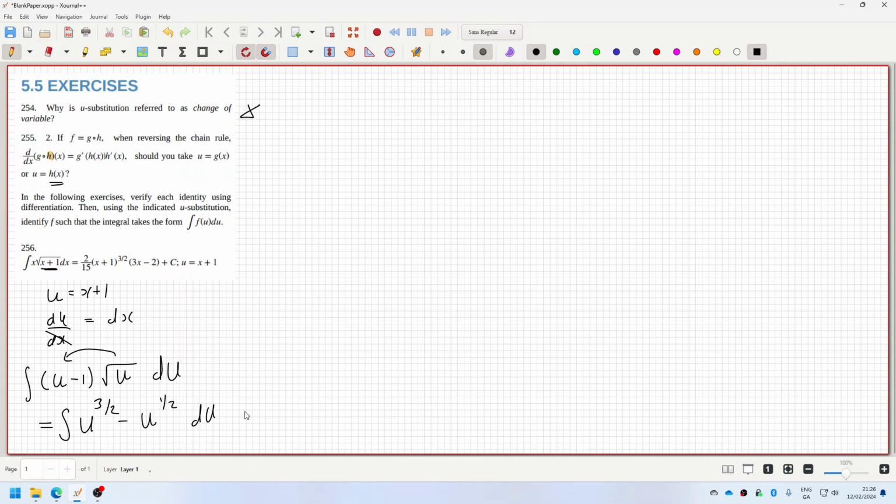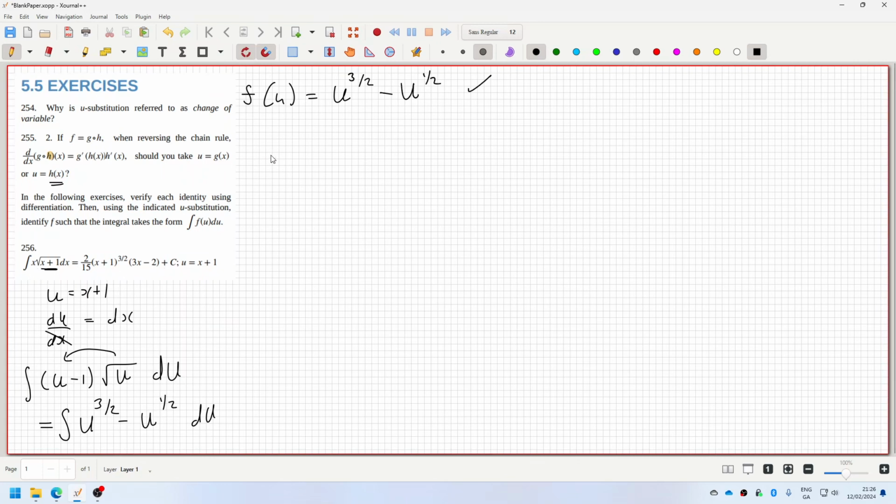So we would get, if we were to continue, but I'm not sure if they want us to continue. Oh, they just want us to identify the f. So the f of u, I would write it as u power 3 over 2 minus u power a half. And that's in a very easy to integrate form. And so we could solve this integration. But they also want us to check that this does differentiate to this.